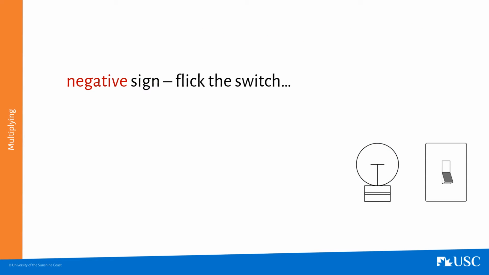What about negative 2 times negative 3? Well, again, in size, that'll be 2 times 3 is 6. We'll come across our first negative sign, so we'll flick the switch. The light is now on. We come across our second negative sign, we'll flick the switch again, and the light is off. So our answer is now positive.